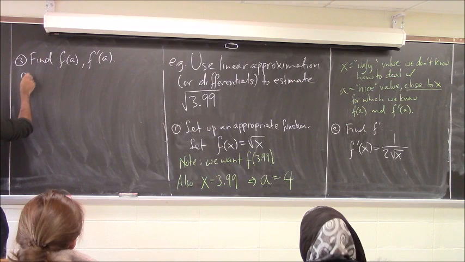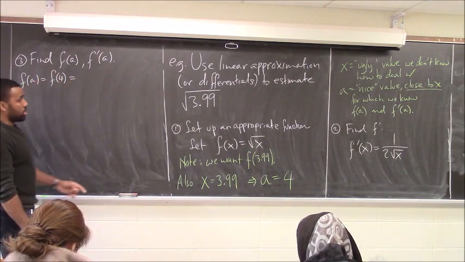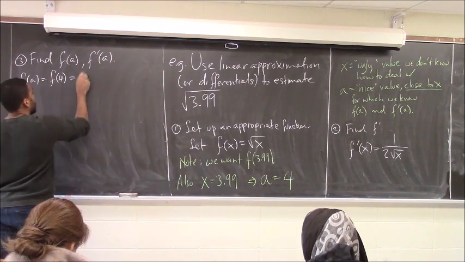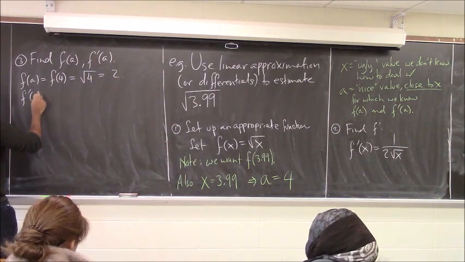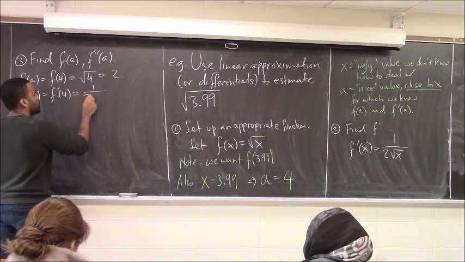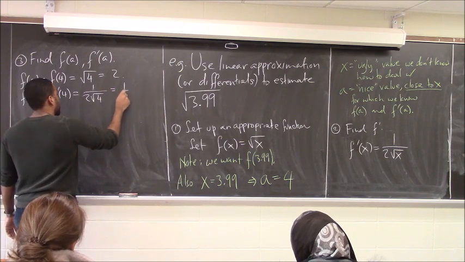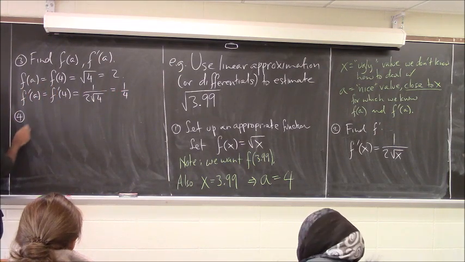Here, our a was 4, so I'm just going to plug in 4 into this function. That's the square root of 4, so that's 2. F prime of a is just f prime of 4, and plugging that in, 1 over 2 radical 4, that's a quarter.